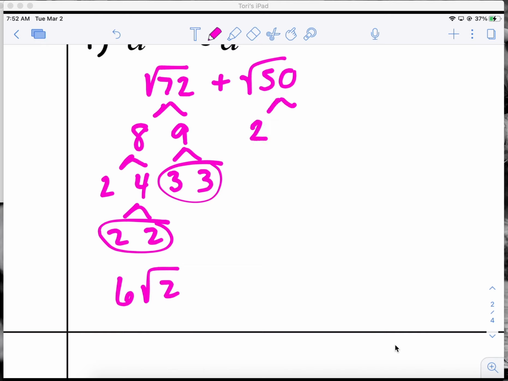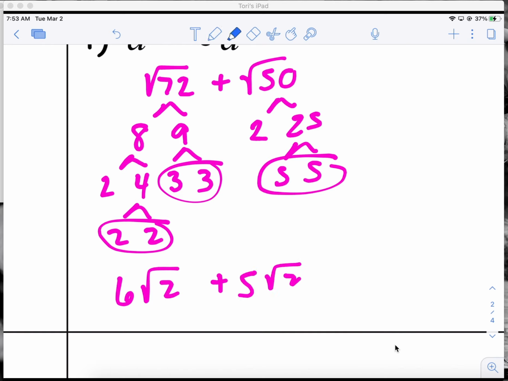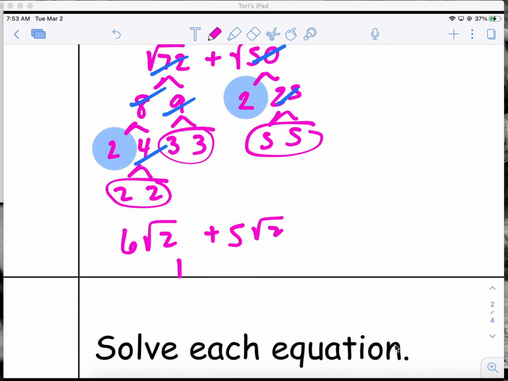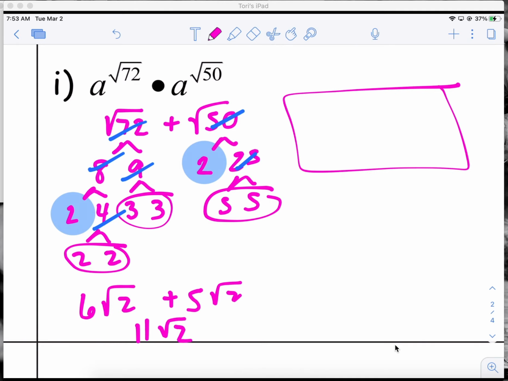To do a 50, I would do 2 times 25, and then 5 times 5, so a set of 2 goes on the outside. So plus 5 square root 2, and the 2's that are on the inside are these guys, because all of this got broken. All right, so now if I focus on that, 5 root 2 and 6 root 2 would add together to make 11 root 2. And that is the exponent I'm going to put on my a. So if I add those two together, I get a to the 11 root 2.